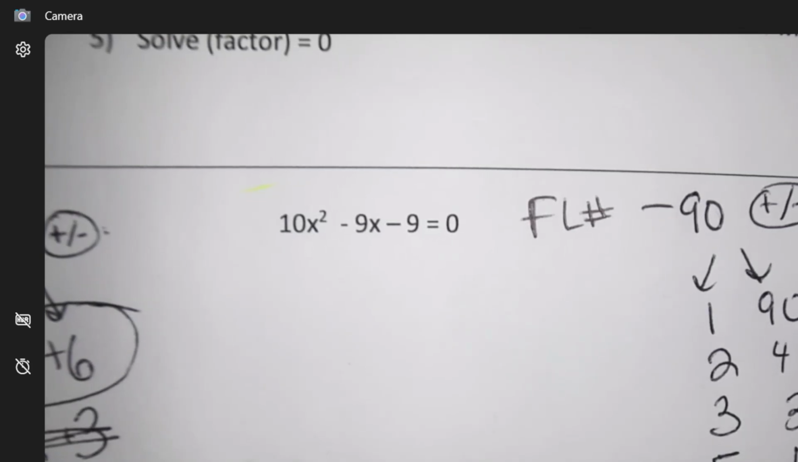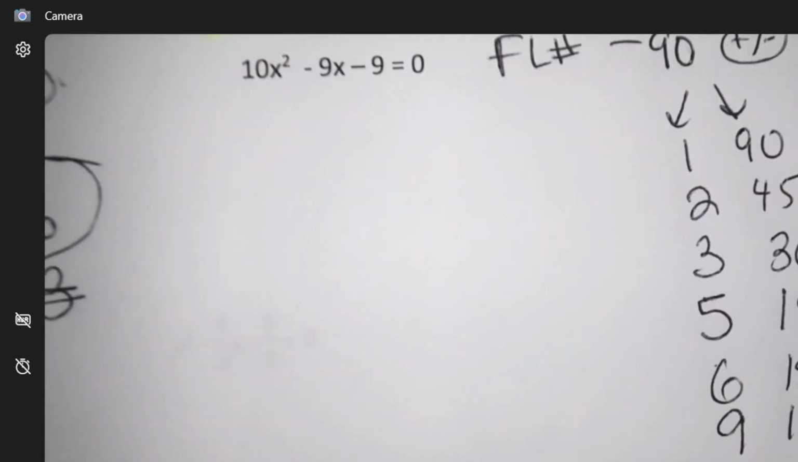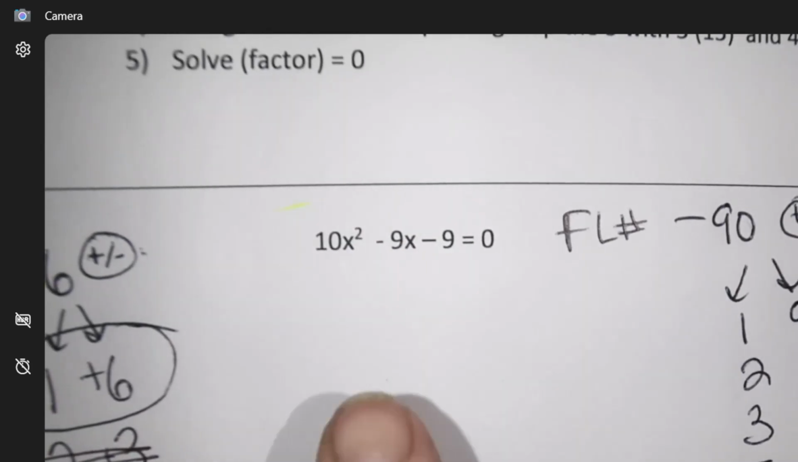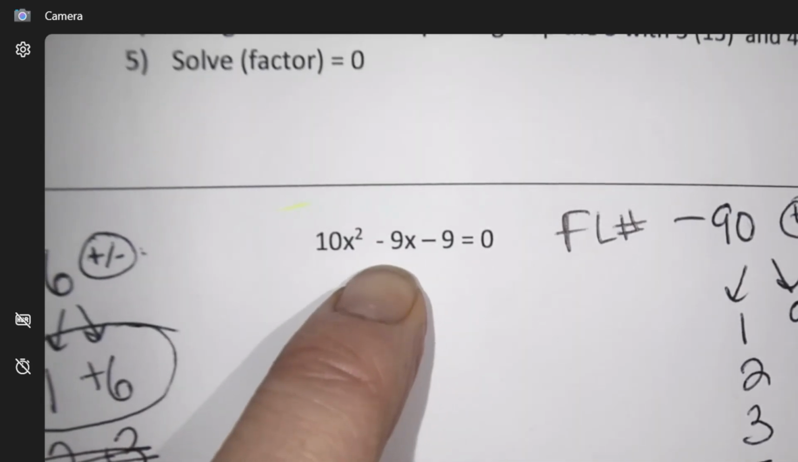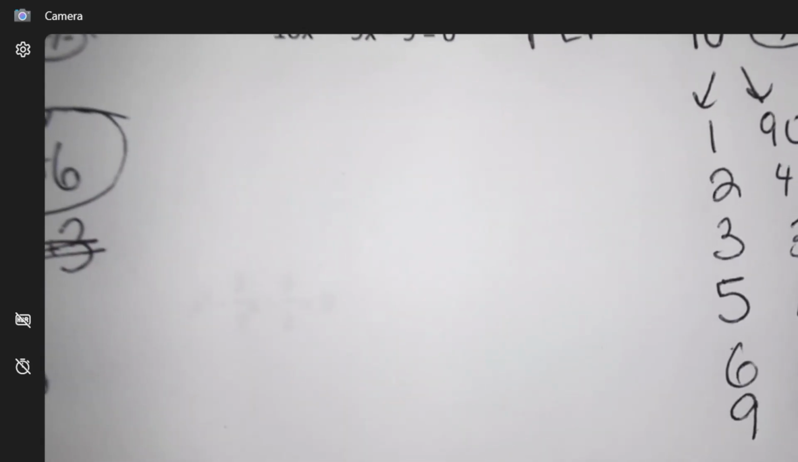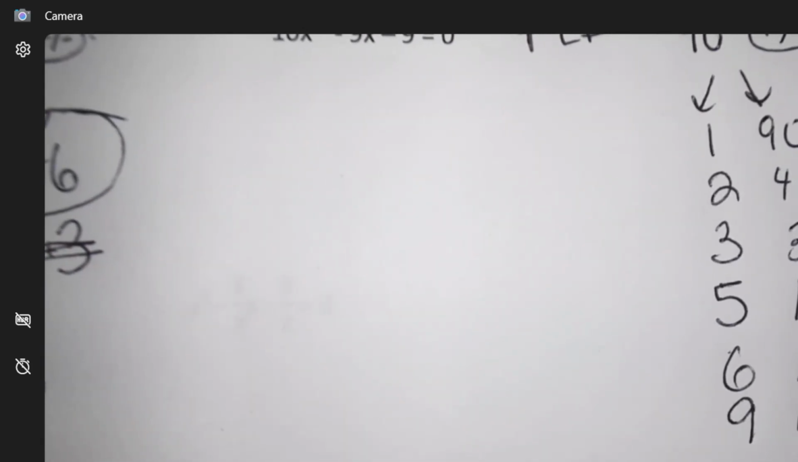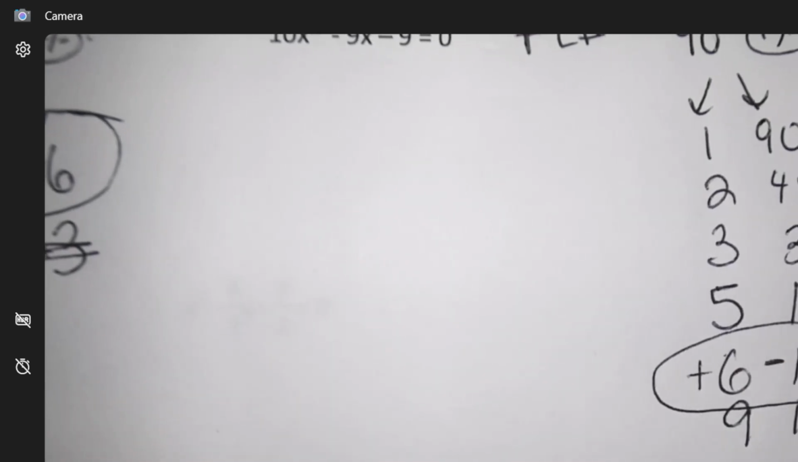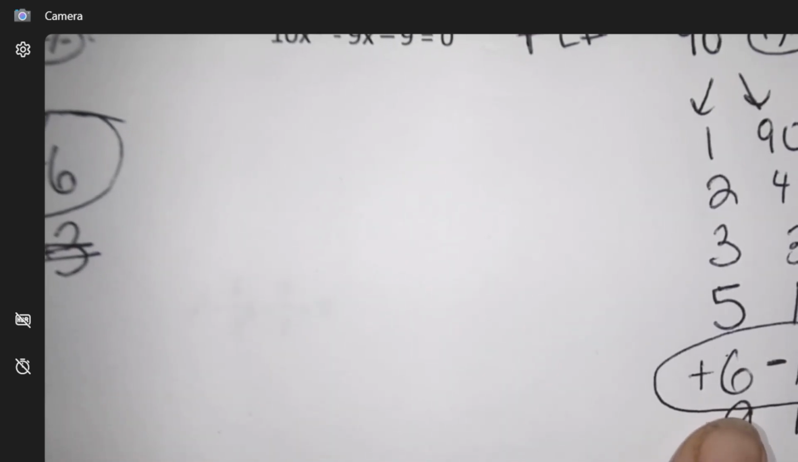Okay, we need something there that will give me an add to the middle. So I need something to make this on the adding, a -9x. Which set can do that? Thinking 1 is plus and 1 is minus, and I need a -9. This is the set. 6 minus 15 is -9.